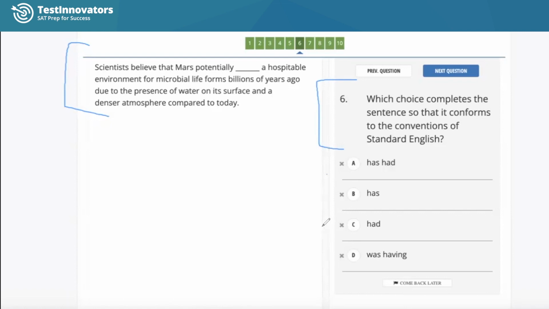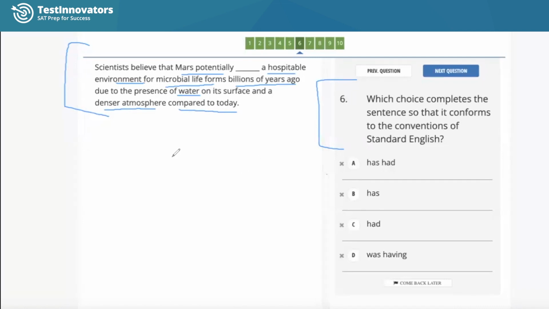In reviewing the answer choices, we can see that we have different verb tenses, so we can determine that the question is testing your ability to select the most appropriate verb form given the sentence. This is where context really matters, because the way to determine what tense fits is to determine what is happening in the sentence. In this case, we are told that scientists believe that Mars potentially had or has a hospitable environment for microbial life forms billions of years ago due to the presence of water on its surface and a denser atmosphere compared to today. So this no longer applies to the present.